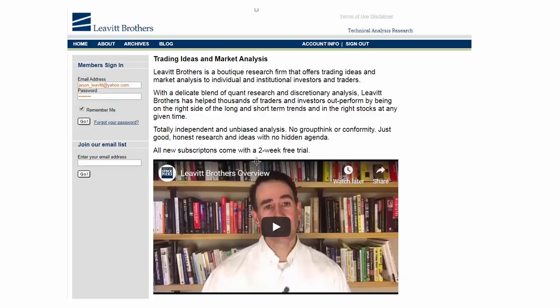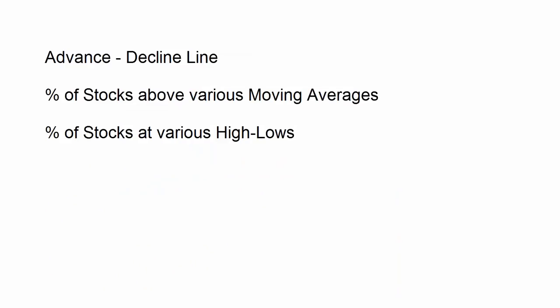For example, the main breadth indicators that I look at are, very simply, the advance-decline line, percentage of stocks above various moving averages, and percentage of stocks at various highs and lows. So, a little quick review: if the S&P 500 does this, the number of stocks trading above their 50-day moving average might look like this, and it might be like 400.